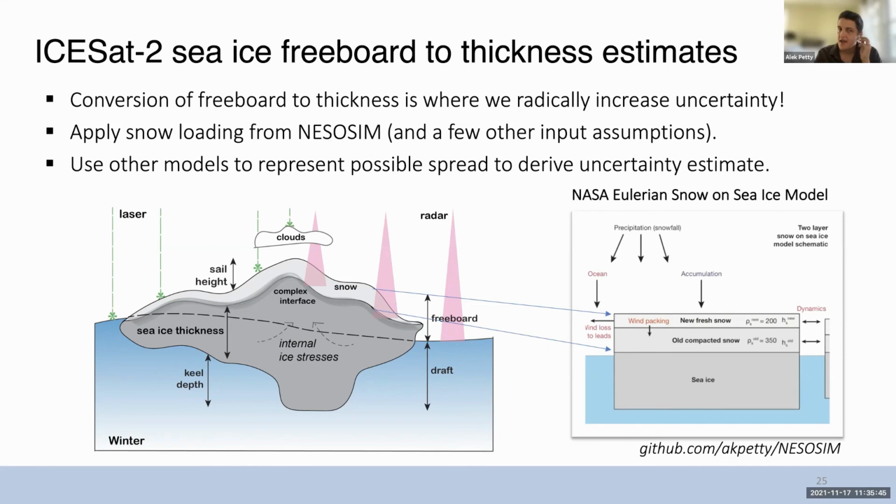But we're proceeding anyway. Prior to the launch of ICESat-2, we developed a simple snow on sea ice model, NESOSIM, that we're using to try and back out the snow contribution to the total freeboard that we're measuring from ICESat-2. We recently updated NESOSIM to a newer version, calibrating it with some of the new measurements we obtained from IceBridge. And this seems to be working pretty well.